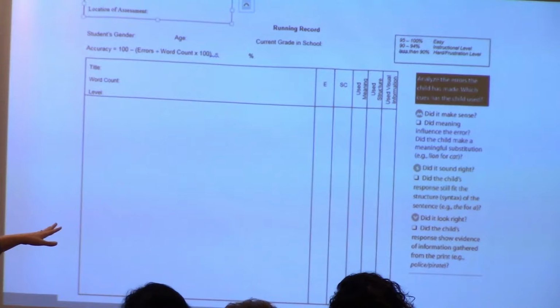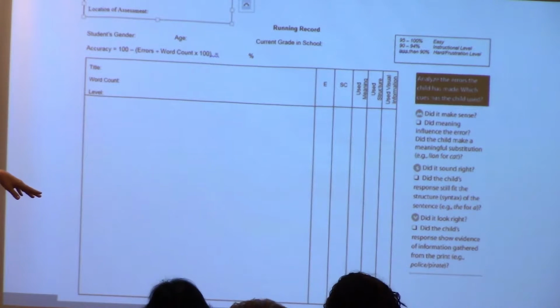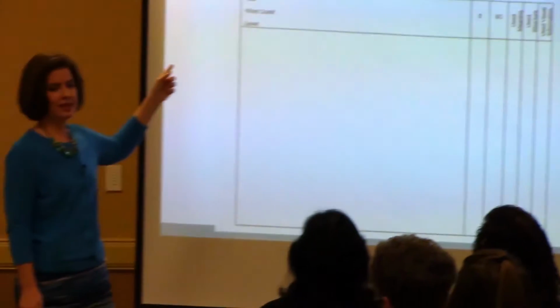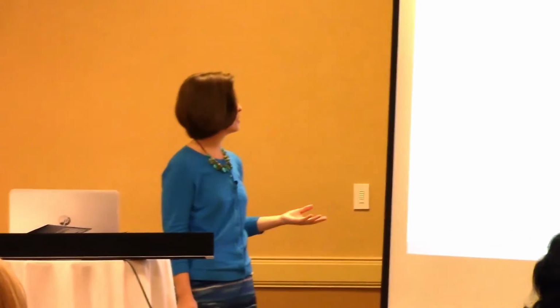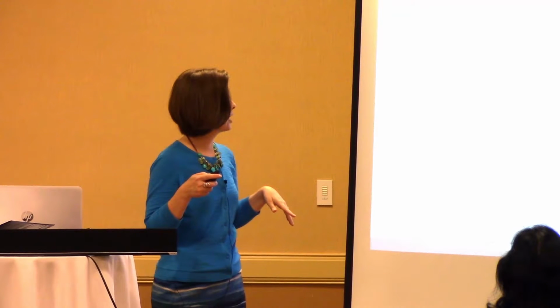Let's just walk our way through it and look at some of the features. At the top, we just have the information of the student. Then notice the accuracy. There is math in reading analysis, so we've got a formula here. The accuracy formula is 100 minus, parentheses, errors divided by the word count times 100. This is a formula that you use to determine the student's accuracy rate.